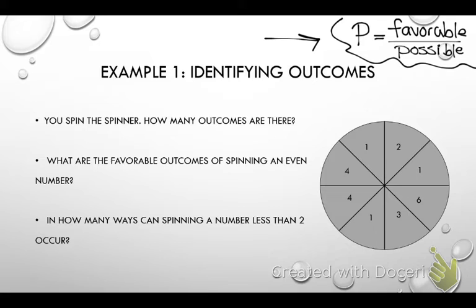All right, so you spin the spinner. How many outcomes are there? When you look at the spinner, what do you notice? Yeah, there are multiple numbers. So you'd say, oh, well, that only counts as 1. Technically, they do each count as an outcome.